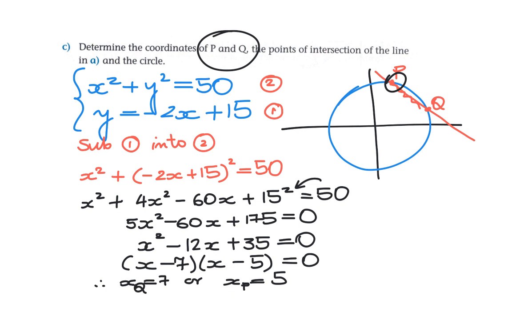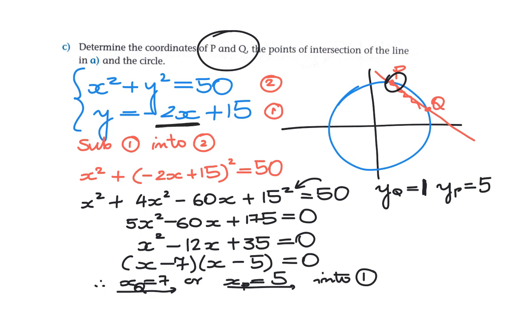Okay, if we do that, how do we find the y coordinate of Q? How do we find the y coordinate of P? Well, we will substitute the x values back into equation number 1. Pause it, do the substitution, find the y values. Okay, so if x is 7, we've got minus 14 plus 15, so we get the y coordinate as 1, and if x is 5, we've got the y coordinate as 5, as we substitute here.